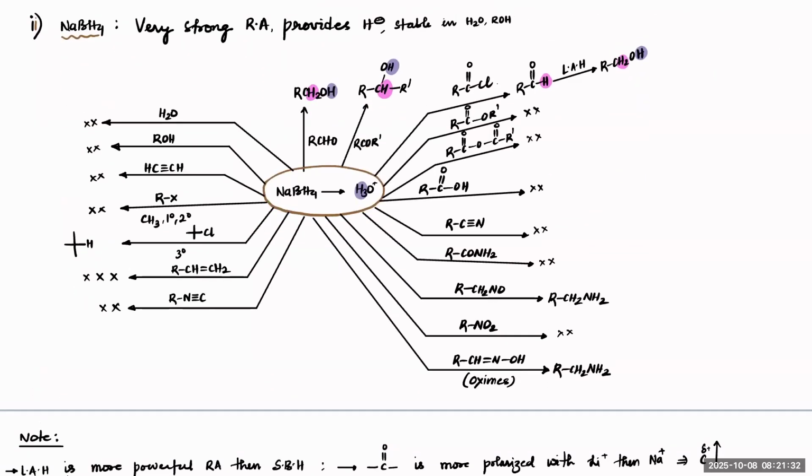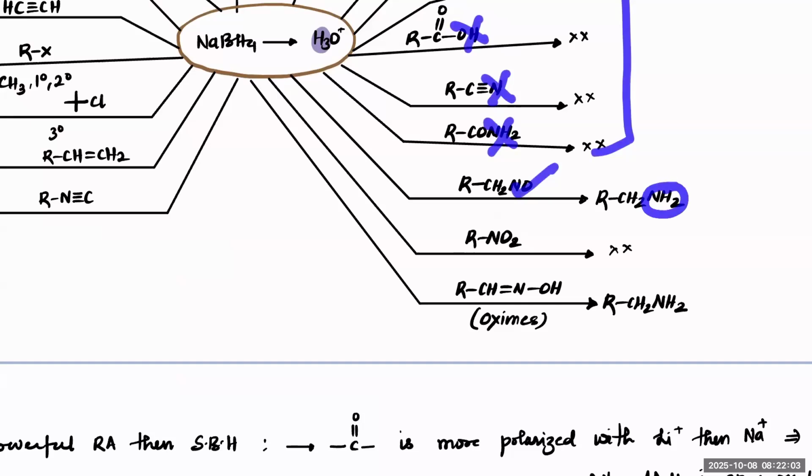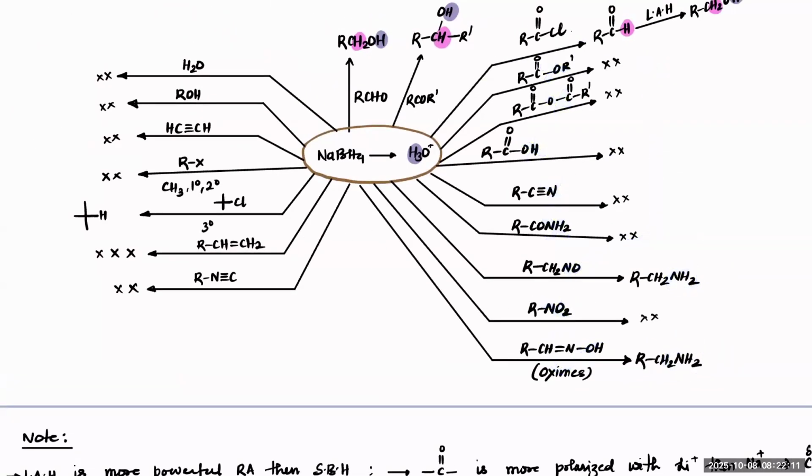Next, sodium boron hydride. It is a strong reducing agent, just like lithium aluminum hydride. It will also provide H minus. It is stable in water and alcohol, unlike lithium aluminum hydride. Here also you can see the same reaction happens with aldehydes and ketones and acid chloride. But esters, anhydrides, acids, cyanides, amides, no reaction. Nitroso, we will get amine. Oximes, you will get amine. But with nitro, no reaction. So please understand the difference.